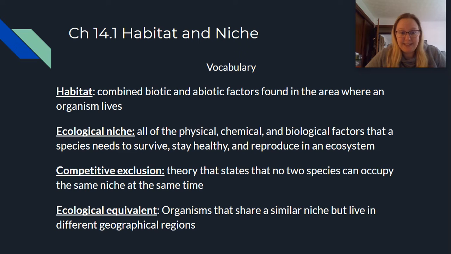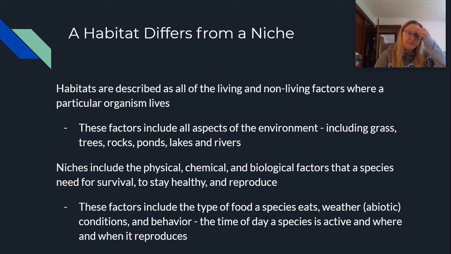But an ecological niche is all of the physical, chemical, and biological factors that the species needs in order to survive, to stay healthy, and to reproduce. That includes water supply, weather, all of those things factor into the ecological niche. Competitive exclusion is a theory that states that no two species can occupy the same niche at the same time. And ecological equivalence is when organisms share a similar niche but live in very different geological regions.